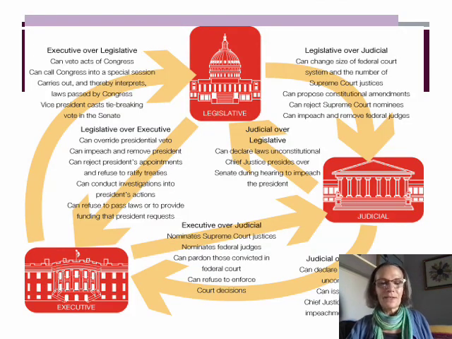And again, here is just the handy slide that is in your textbook, so you can take a look at all the different ways beyond what we just talked about in lecture, the ways in which the three branches check, balance, and then through that check and balance, hopefully compromise to actually address problems within the nation.